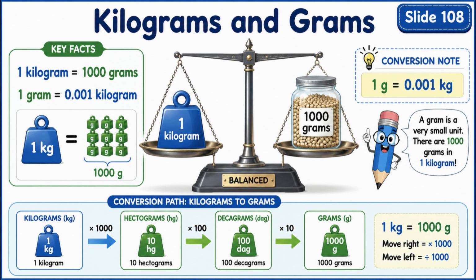Weight conversion. Kilograms and grams. 1 kilogram is equal to 1,000 grams. That means 1 gram is 1,000th of a kilogram. 1,000th written as a decimal is 0.001. So 1 gram equals 0.001 kilogram.